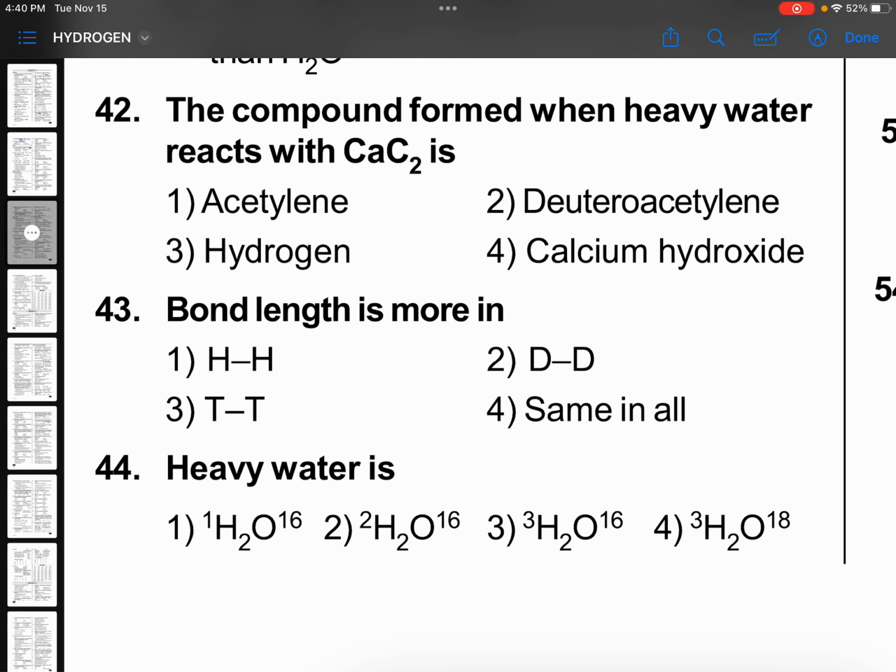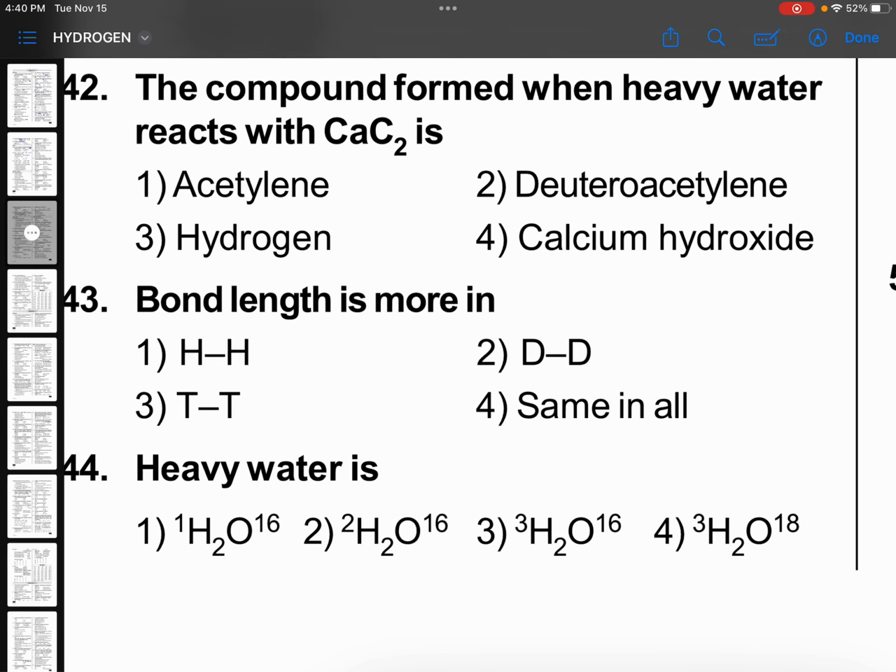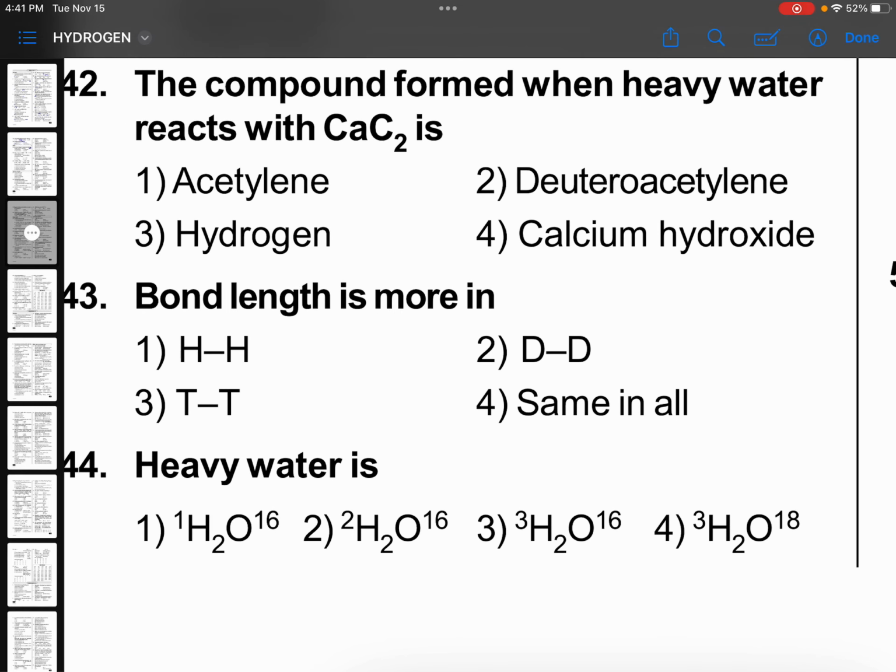42nd question, the compound formed when heavy water reacts with CaC2. CaC2 on hydrolysis gives C2H2, acetylene. With heavy water, C2D2. C2D2 is deuteroacetylene. Bond length is same in all these cases.